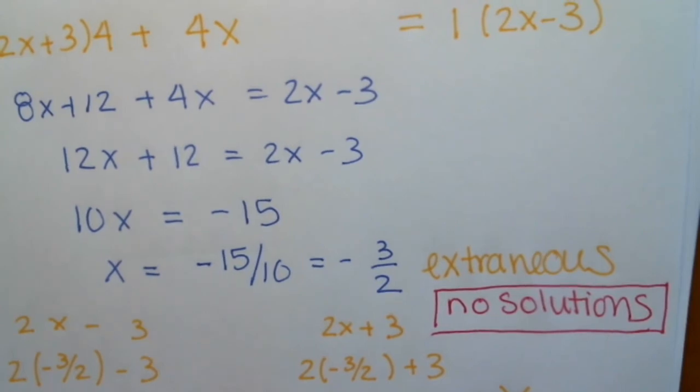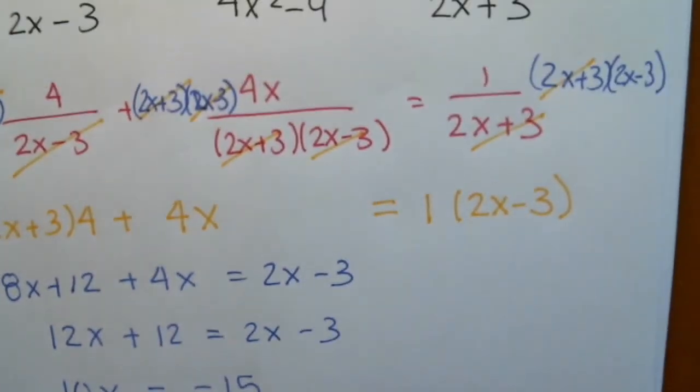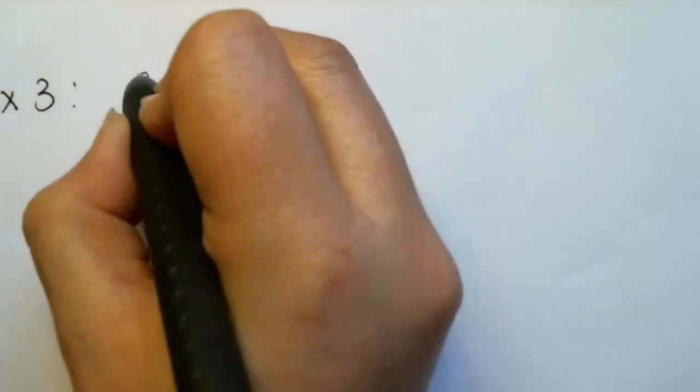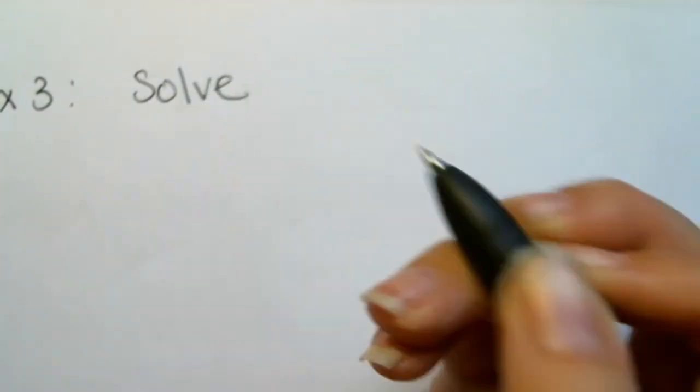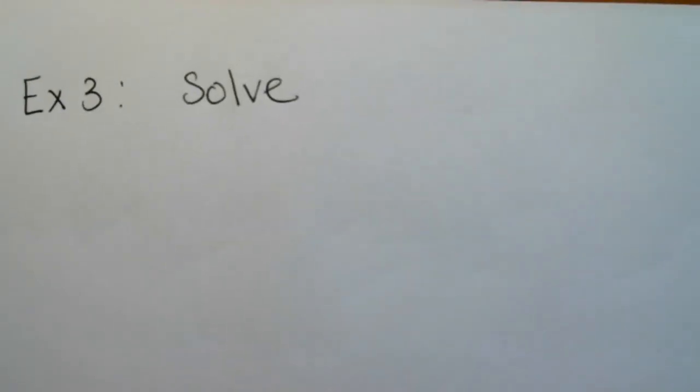Okay, so that's the method of clearing denominators. I want to do one more example. I think that people are really familiar with this method, but I just want to make sure that you guys have seen an example like this. Okay, where you don't necessarily need that method.